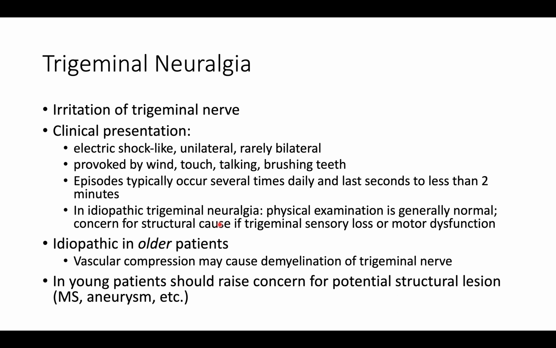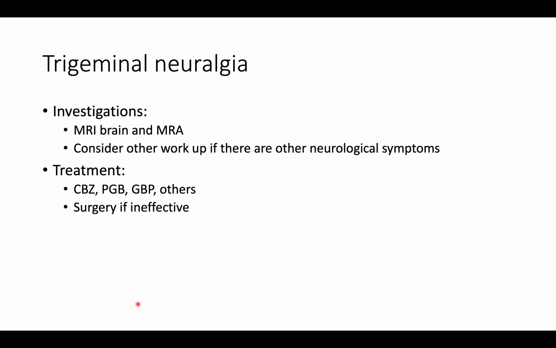So if the physical examination is normal, this is mostly idiopathic trigeminal neuralgia, but you have to be concerned if there is sensory loss or motor dysfunction. In older patients, it is mostly idiopathic, maybe vascular compression causing demyelination of the trigeminal nerve. In young patients, it should raise concern for a potential structural lesion, for example, multiple sclerosis or aneurysm. So always in young patients, you have to be concerned about multiple sclerosis.